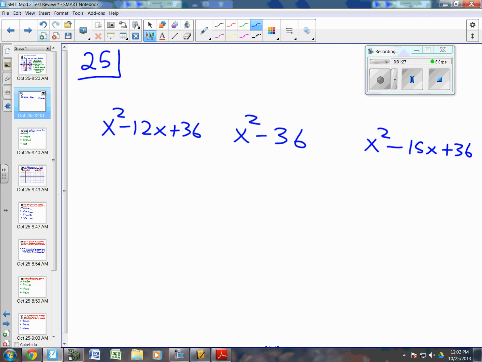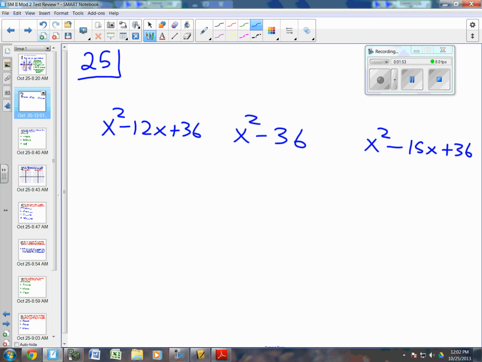Okay, so question 25 wants to know, for any of those three rows above it, why the coefficients of the first and last term are basically the same. It says basically because, like, this is a positive 36 and this is a negative 36, right? So why are they basically the same thing? Why are the middle terms different?